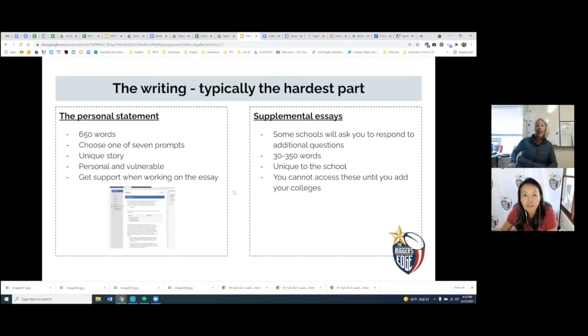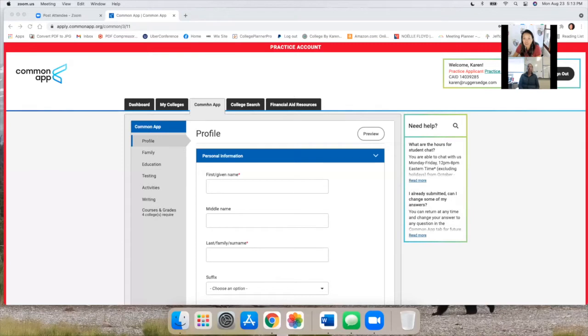Do you want me to show the Common App now? Would that make sense? Sure. Okay, I can stop sharing. We can go through that. Cool. So I'm going to go ahead and share my screen now. Hopefully you all can see this?